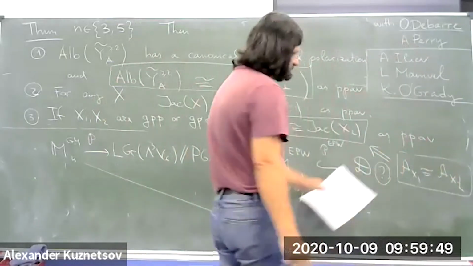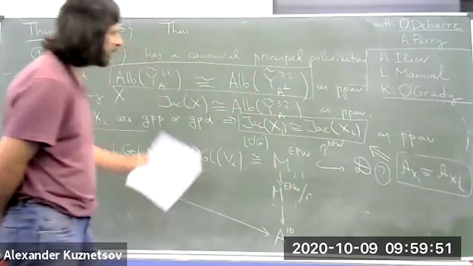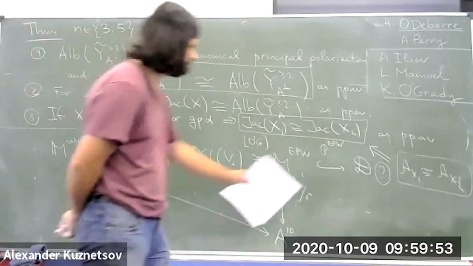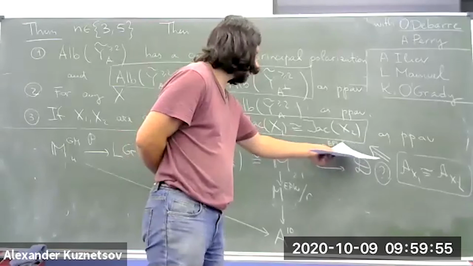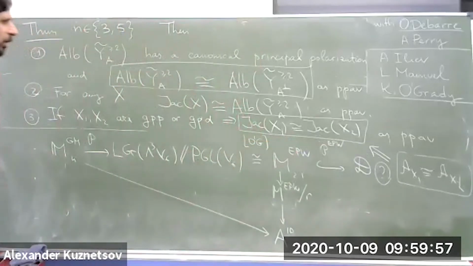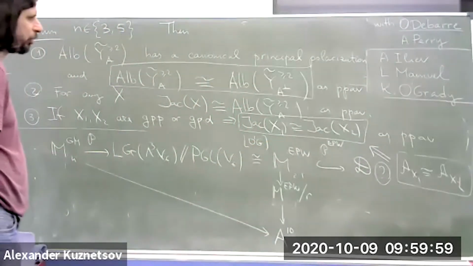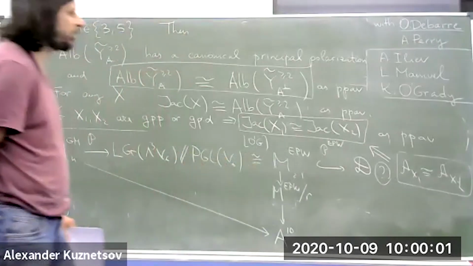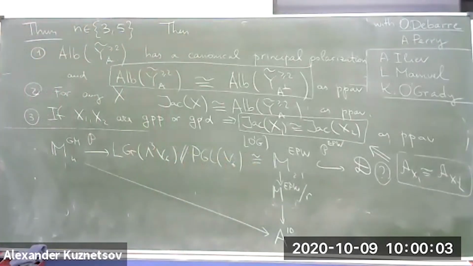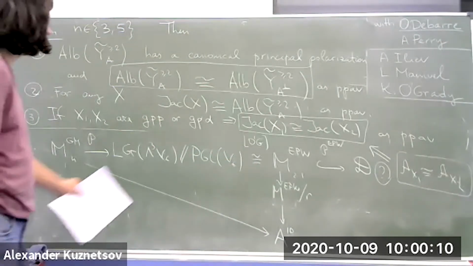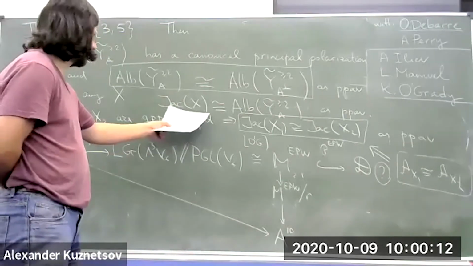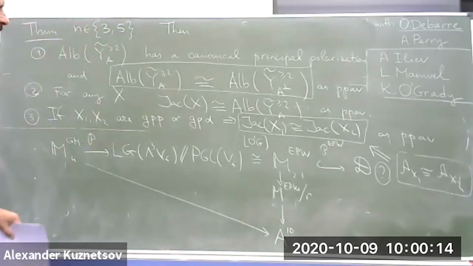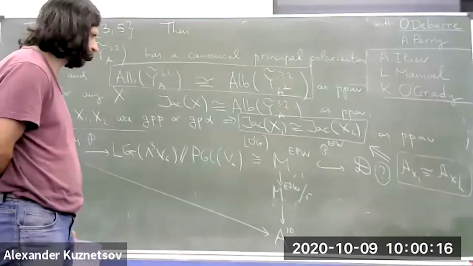So I would guess that the equivalence of categories that we proved with Alex Perry should formally imply the isomorphism of the corresponding intermediate Jacobians. And I think it would be nice to find a direct proof of this fact also. Now it uses the second part of the theorem as a crucial intermediate step.